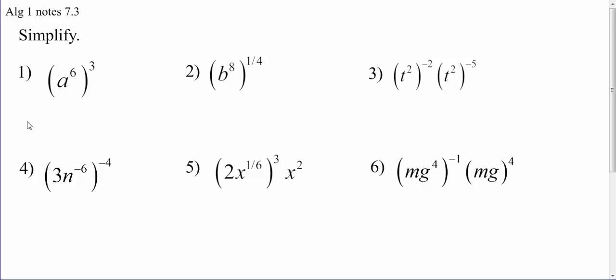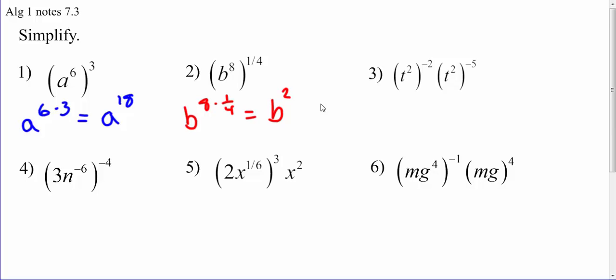Alright, so a to the sixth to the third is the same as doing a to the sixth times 3, or a to the 18th. Again, a to the sixth cubed means a to the 6 times a to the 6 times a to the 6. Alright, let's take a look at the next one. B to the 8th to the 1/4. This is b to the 8 times 1/4, and we all know that 8 times 1/4 is exactly 2, so that's b squared.